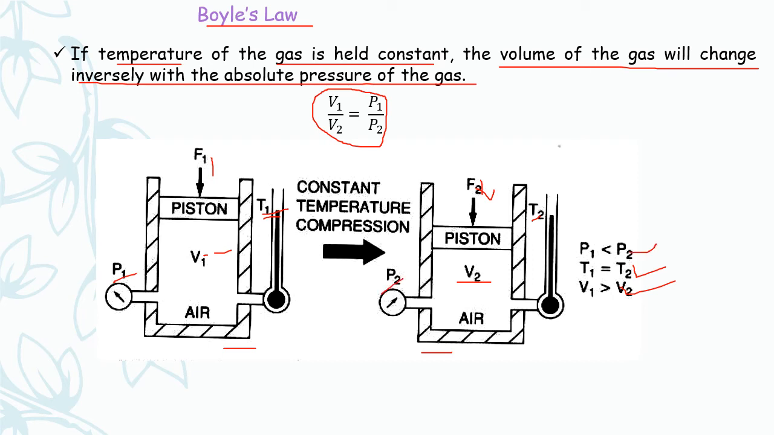So at constant temperature, the volume of a gas will change inversely to the absolute pressure of the gas. You can see volume decreases whereas pressure increases. So this is about Boyle's law, where temperature is kept constant and the other two parameters vary inversely.